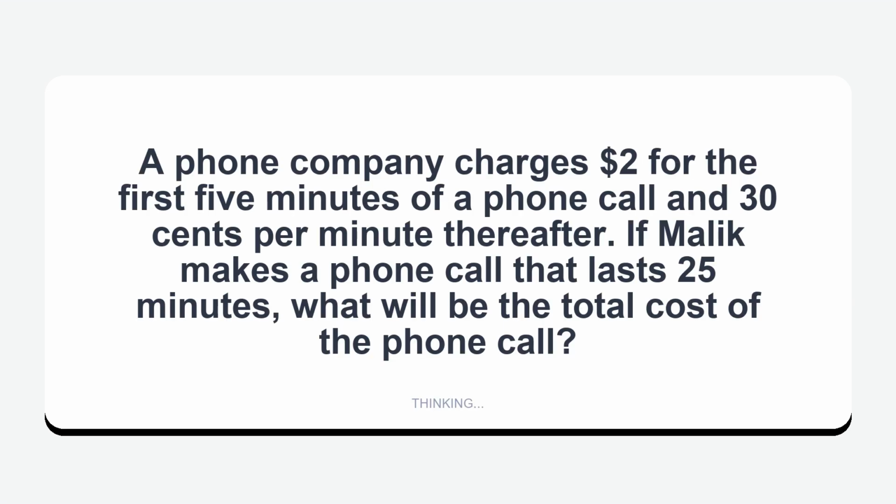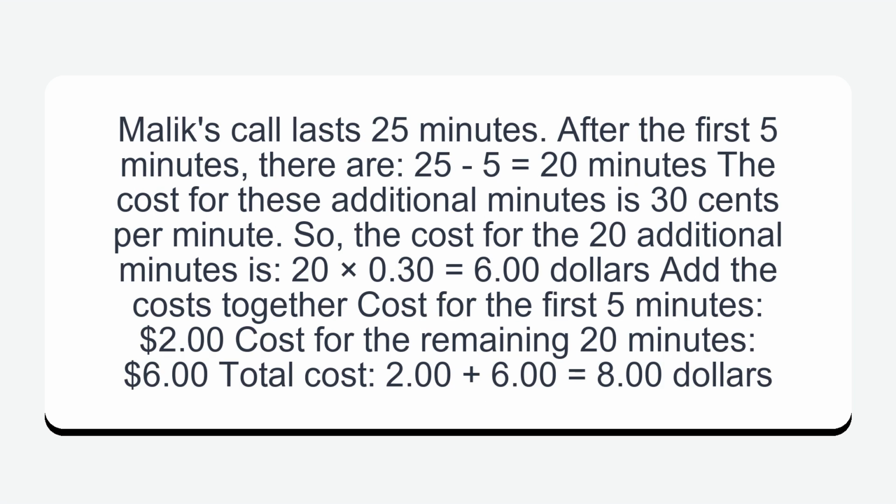A phone company charges $2 for the first 5 minutes of a phone call and 30 cents per minute thereafter. If Malik makes a phone call that lasts 25 minutes, what will be the total cost of the phone call? Malik's call lasts 25 minutes. After the first 5 minutes, there are 25 minus 5 equals 20 minutes. The cost for these additional minutes is 30 cents per minute. So, the cost for the 20 additional minutes is 20 times 0.30 equals $6.00. Add the costs together: cost for the first 5 minutes, $2; cost for the remaining 20 minutes, $6. Total cost: 2.00 plus 6.00 equals $8.00.